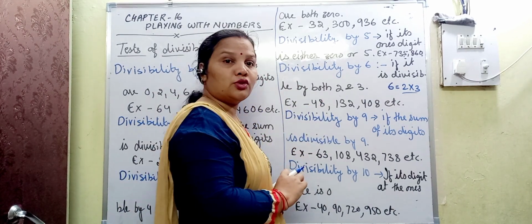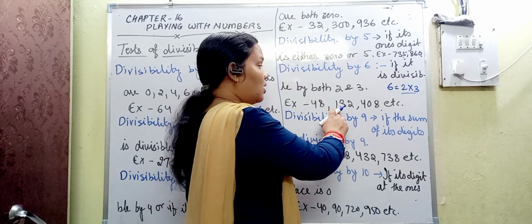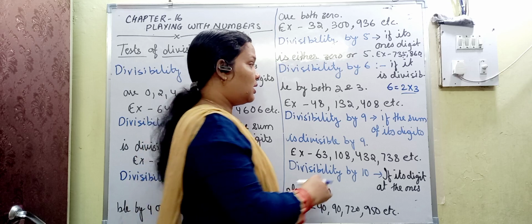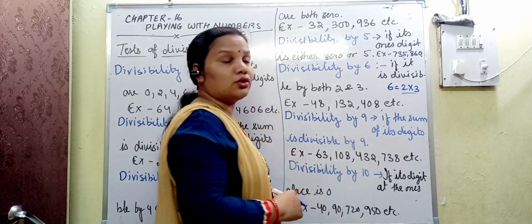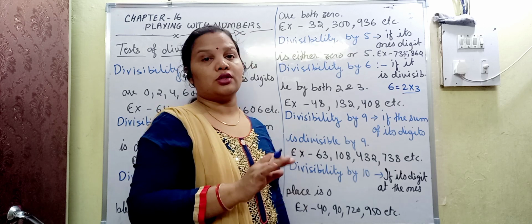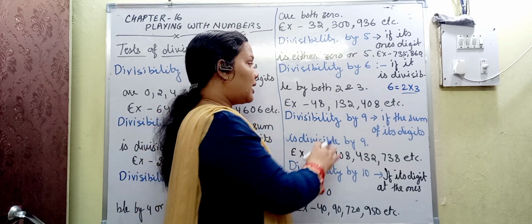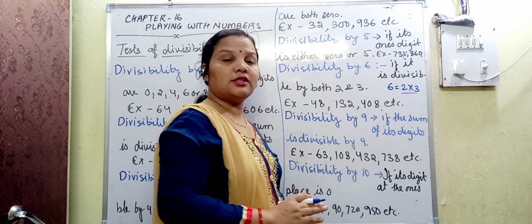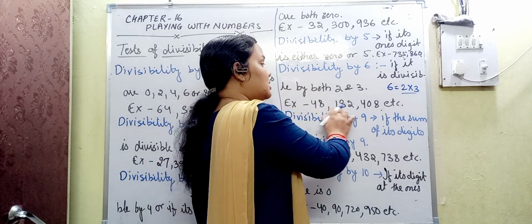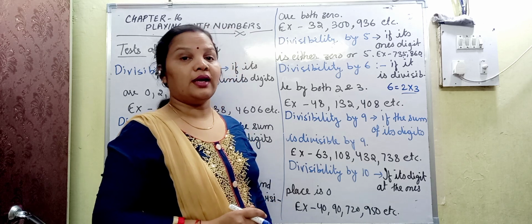4 plus 8 gives you 12. 12 is divisible by 3. 1 plus 3 plus 2 will give you 6. 6 is divisible by 3. And 4 plus 0 plus 8 gives you 12. So this 12 is also divisible by 3. Now you can see that all these three numbers are divisible by both 2 and 3, so we can say that yes, these three numbers are also divisible by 6.